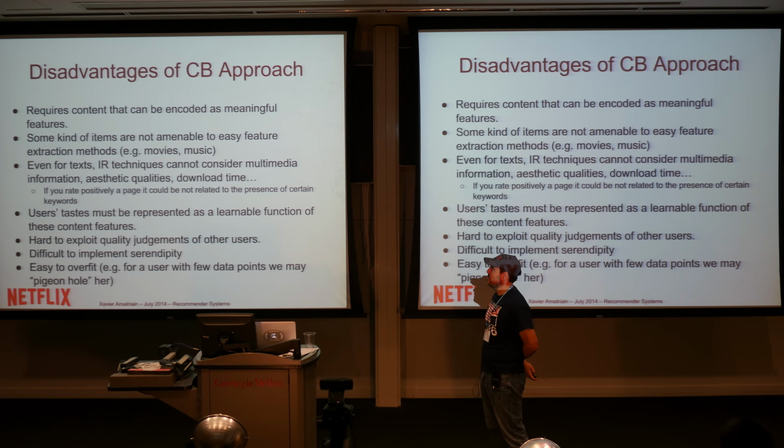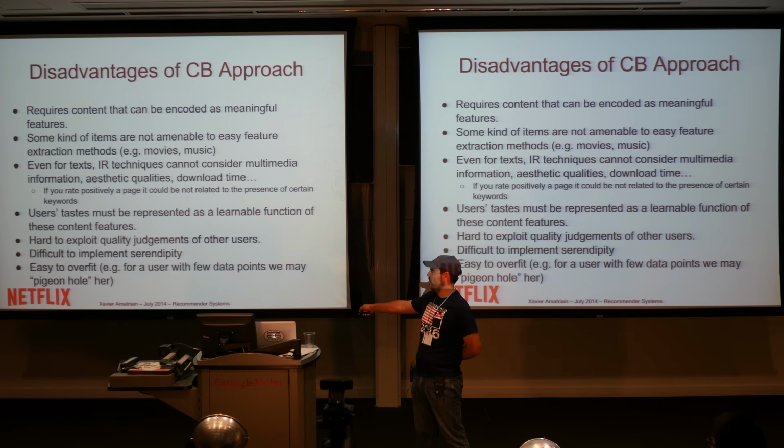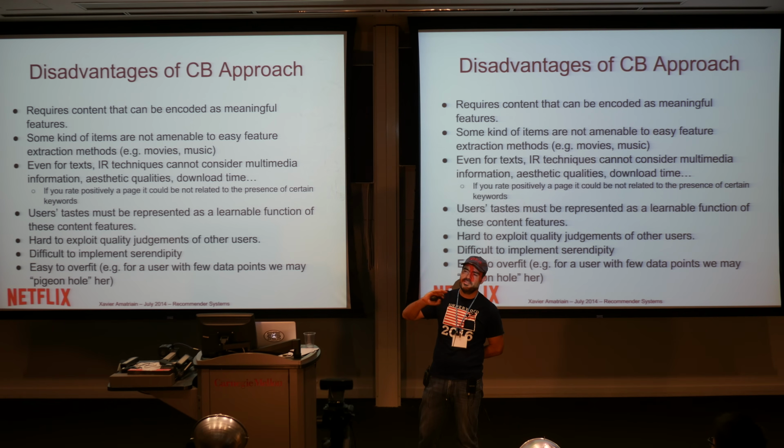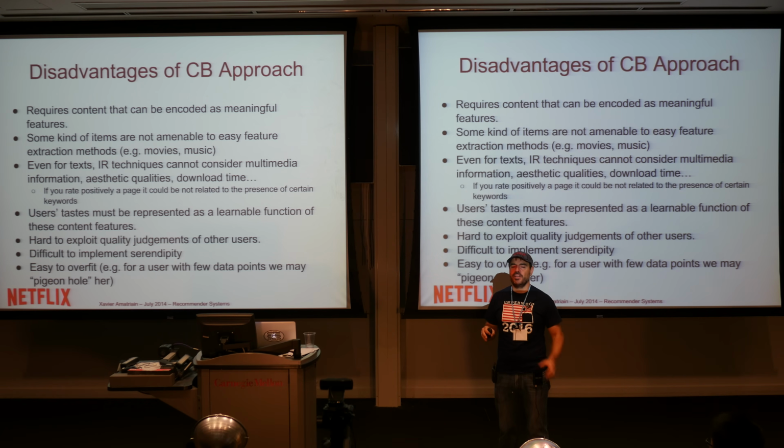And the disadvantages, the main disadvantage is that they can only be as good as the description of the items. So we need to be able to describe the items very well. The other problem is that they can easily overfit, and overfit here I'm not strictly speaking in the machine learning sense of overfitting. I'm saying that you can overfit to what you know about a particular user and recommend things that are too related to the things the user picked before.